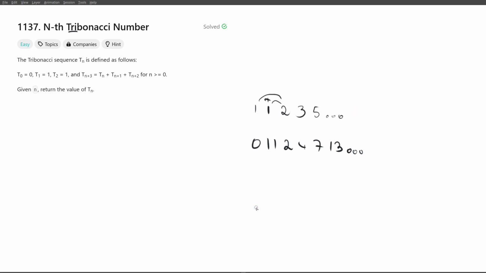I'll show you a number of solutions to this problem, but the basic idea of the simplest solution, which is why this problem is considered easy, is to just do as the definition says. Since the definition is recursive, when we want the nth one, we have to add up the n minus first, n minus second, n minus third, and so on.